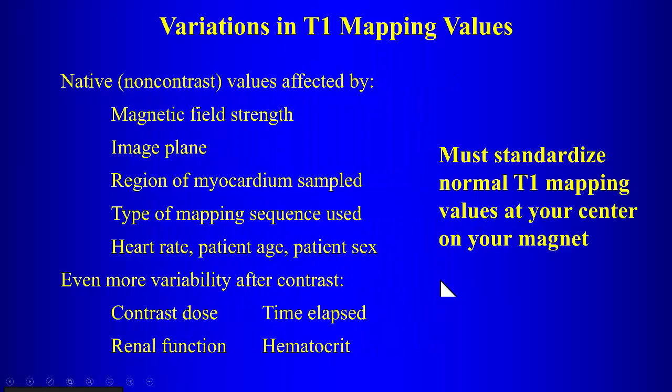But because there are many things that can affect it, your normal range of T1 times has to be standardized at your particular center. So on your magnet, on your machine, at your particular location, you have to scan a whole bunch of normal patients and then standardize what the normal T1 times are for your particular center on your particular machine. And it's after you've done that that you can start to apply this and then look for pathology. Okay, so that is one caveat about doing this: it has to be standardized at your location after scanning a bunch of normal patients.